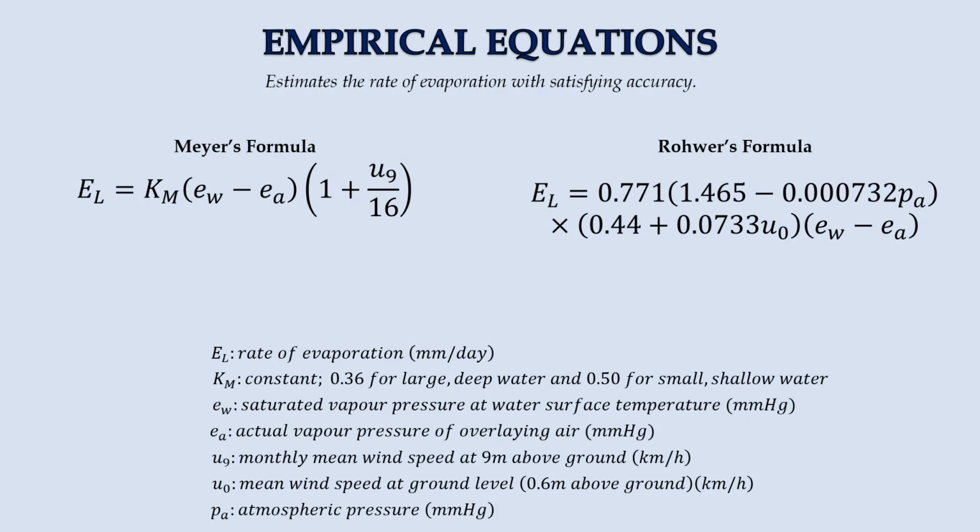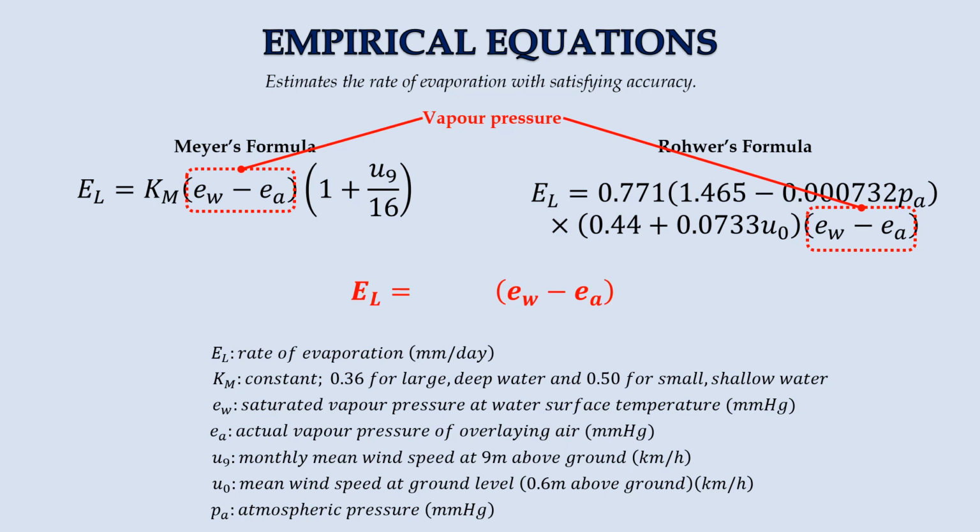To allow the quantitative study on evaporation, we may use empirical equations to estimate the evaporation rate. Among the reliable empirical equations, Meyer's formula and Rohwer's formula are commonly used. There are some similarities between both equations.